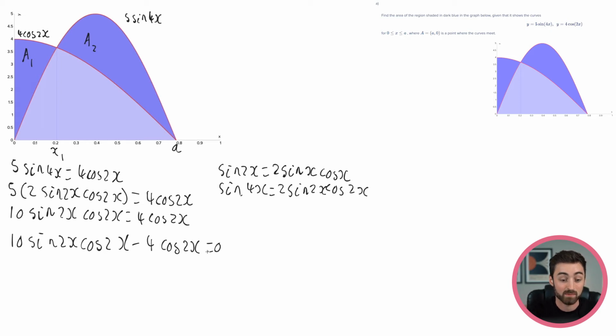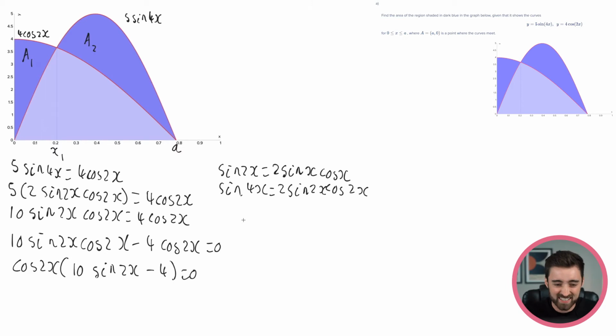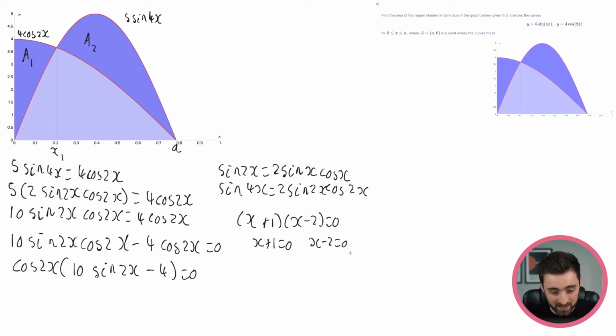This is better. I'm going to take cos of 2x out now. So I'm going to get cos of 2x times by 10 sine of 2x minus 4 equals 0. You know when you have quadratics, GCSE, year 12, whatever, and you have, I don't know, x plus 1 times x minus 2 equals 0. What do you then do? You say, okay, well that must mean I've got two numbers times together to make 0. So either this one is 0 or this one is 0. That's exactly what we're going to do here.